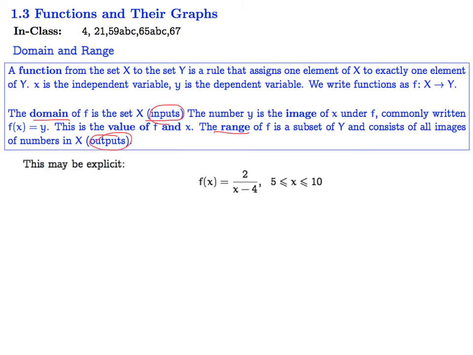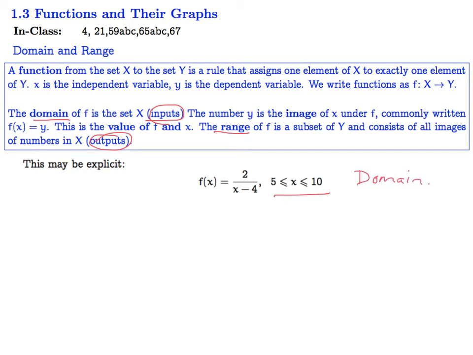So here we have ourselves a function. It's a perfectly good looking function. f of x tells us our input is x. Our output will be whatever number we get when we put x into this expression here and take 2 over x minus 4. And our domain is being told to us here that it's going to be any numbers from 5 to 10. So this really tells us our domain, what numbers we can put into this function.